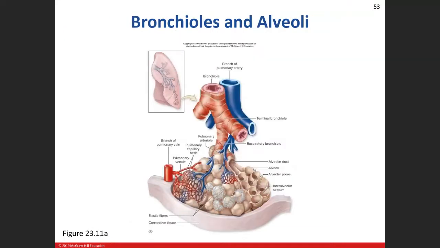Let me show you a good picture here. This one I really do like. I'm going to zoom in here because the other models we have are not to my liking.